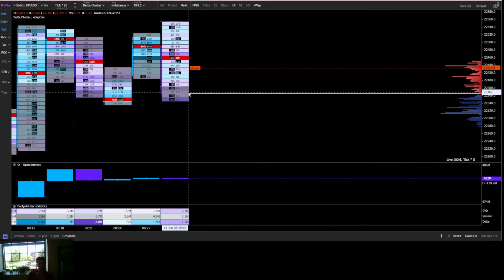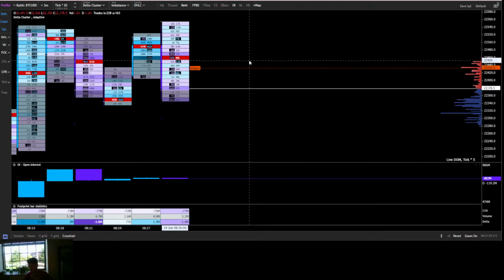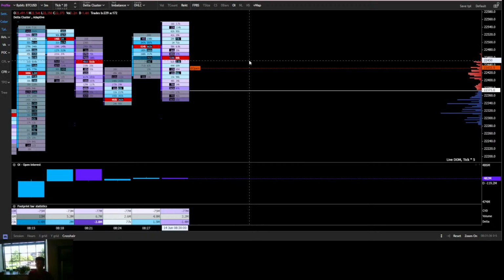Look at the 3-minute. Really, the 3-minute is the lowest time frame that I tend to look at when I actually want to execute a trade. When I say execute a trade, it means I want to get into the trade.